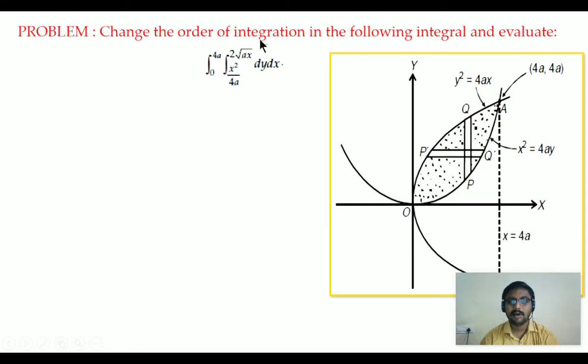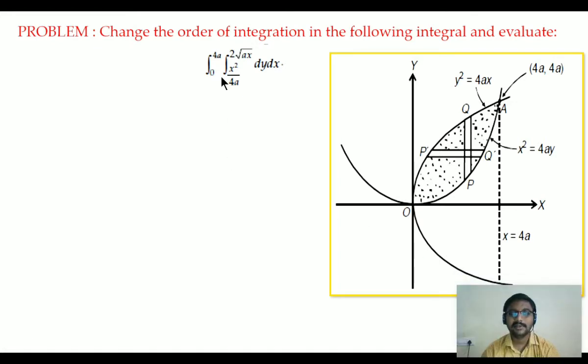Problem: change the order of integration in the following integral and evaluate. The problem is integral 0 to 4a, integral x square by 4a to 2 root ax, dy dx. So here the inner integral limits are y limits in terms of x, and the x limits are 0 to 4a, constant limits. Now first we have to draw the rough sketch of the region. It is the rough sketch of the region.